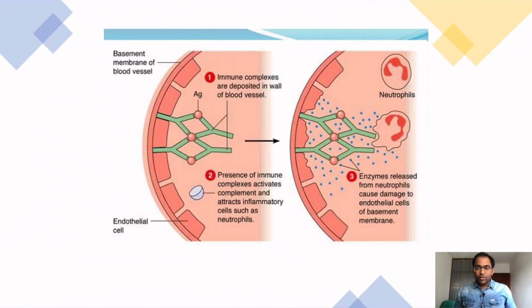Now, this is a cartoon that shows how a type 3 hypersensitivity is carried out. So you see, in the first step, we have an immune complex that is deposited in the wall of the blood vessel. Now, as soon as the immune complex is deposited, the immune complex activates the complement and it will attract inflammatory cells such as neutrophils. So once neutrophils are attracted and they reach the site where the complex is deposited, we have release of enzymes from neutrophils that cause damage to the endothelial cells and basement membrane. So I hope you understood this cartoon.